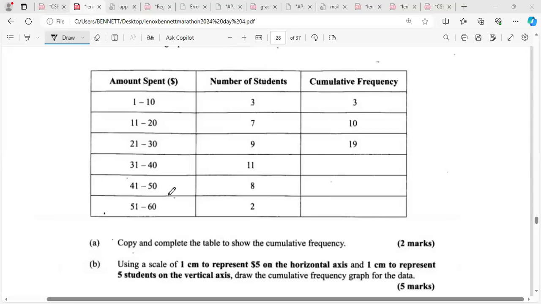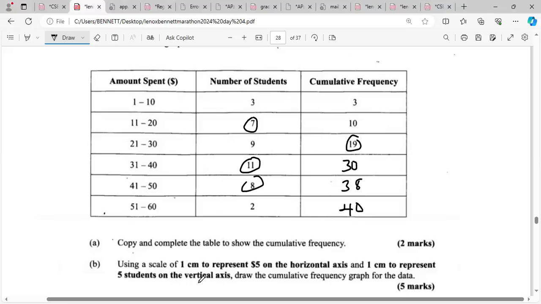Alright, so guys, for the cumulative frequency, that's how they get the numbers, right? They start off with 3, then they add this to it. So 3 plus 7, 10. 10 plus that, 19. Then 19 plus 11 gives us this number here, which is 30. And then this 30 plus the 8 gives us 38. And 38 plus 2, 40. They did tell us it was 40.